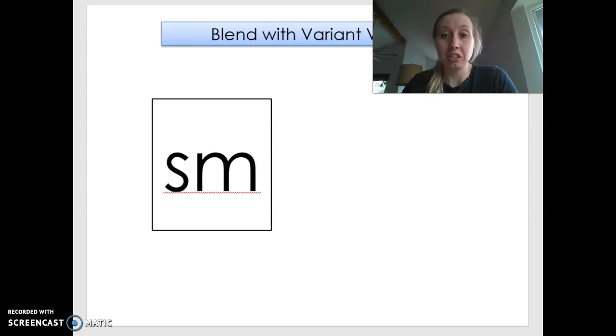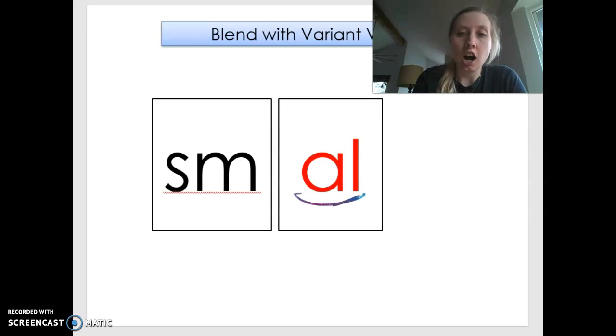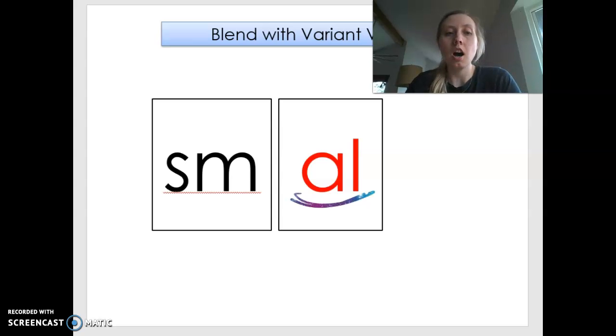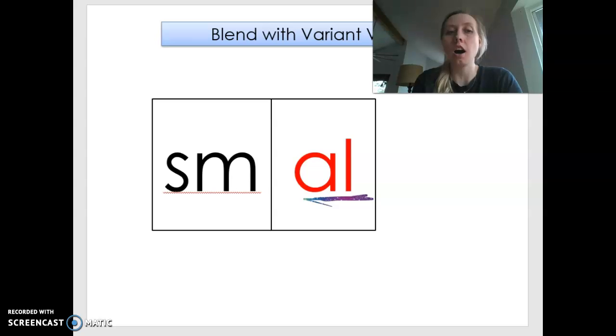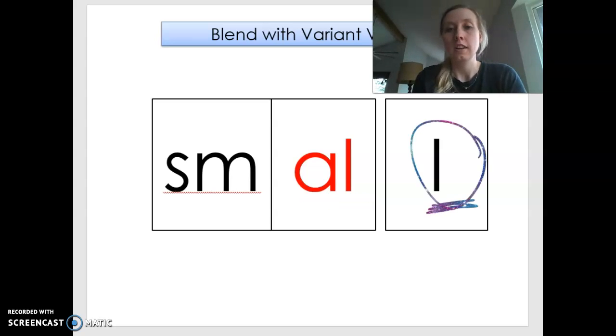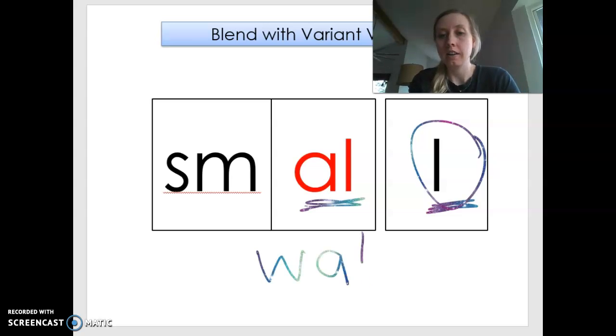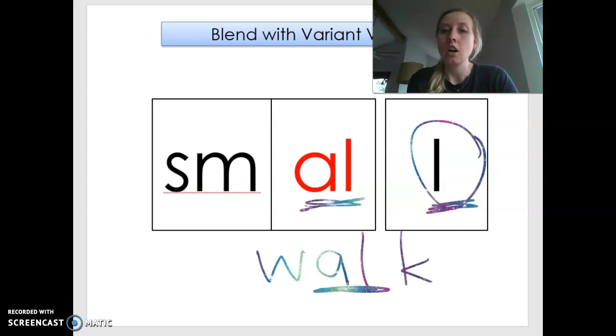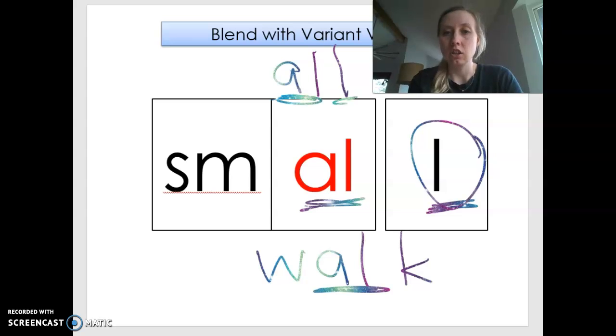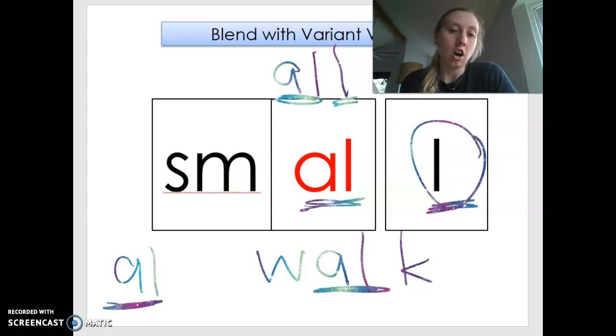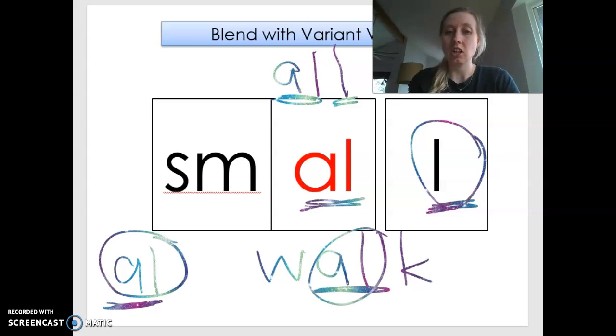Sound, sounds, sm, blend. This is ah. So sm, ah, sma, ul. So this part makes it an ul. So this can either say ah, as in walk, or it can have the LL, which makes it say ul. Or even AL can sometimes say all, as in always. So it's a little tricky. So sometimes it just says ah, sometimes it says all, like in always.